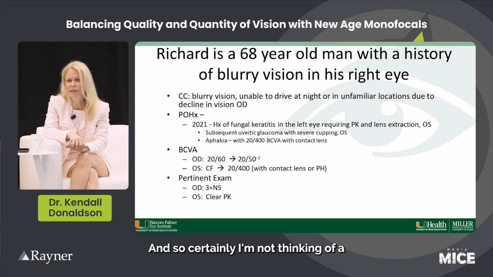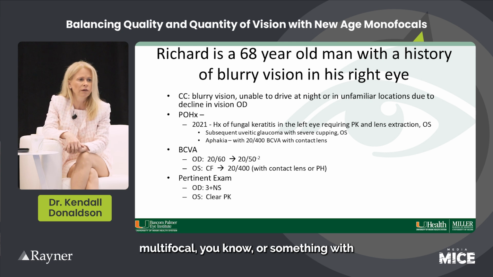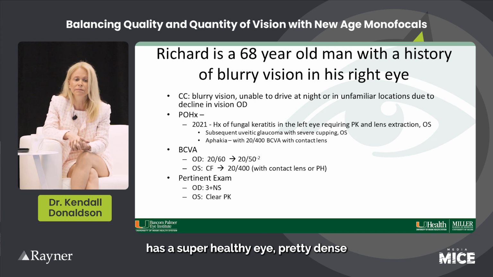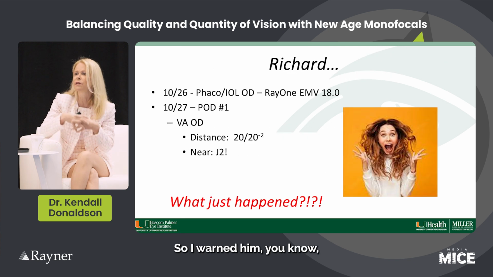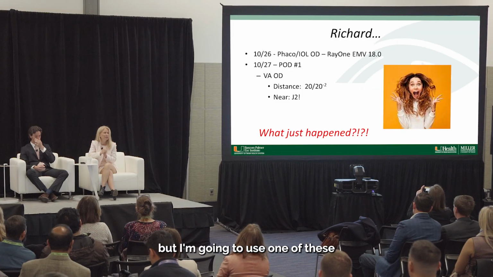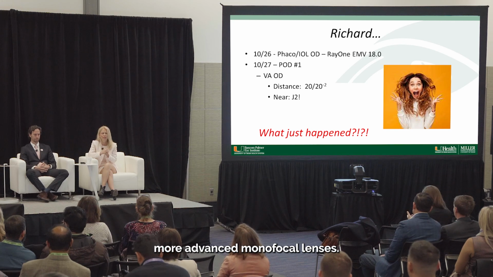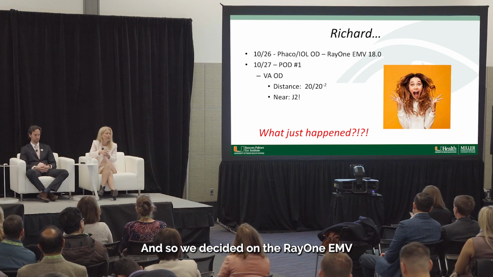And so certainly I'm not thinking of a multifocal, or something with very complex optics for him, although he has a super healthy eye. Pretty dense cataract, 3+ NS, and he has a clear PK in the left eye with some cupping there as well. So I warned him, we're going to use a monofocal lens, but I'm going to use one of these more advanced monofocal lenses. And so we decided on the RayOne EMV.